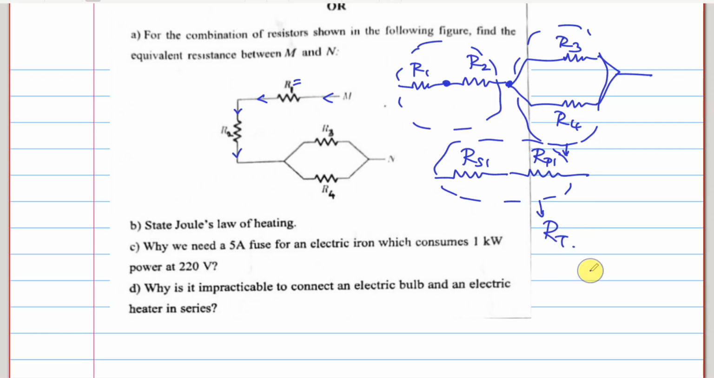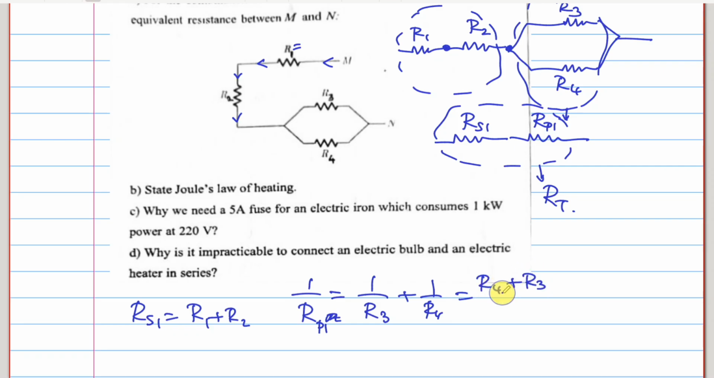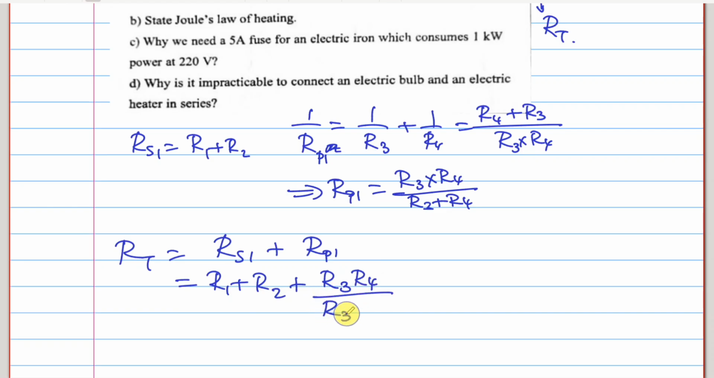This will be RT. So how do we get the formula for RS1? RS1 will be R1 plus R2. The reciprocal of RP1 will be equal to 1 by R3 plus 1 by R4, which is basically R4 plus R3 divided by R3 times R4. So this implies RP1 will be equal to R3 times R4 divided by R3 plus R4. And lastly, RT will be the series of everything, RS1 plus RP1, which is R1 plus R2 plus R3 R4 divided by R3 plus R4.